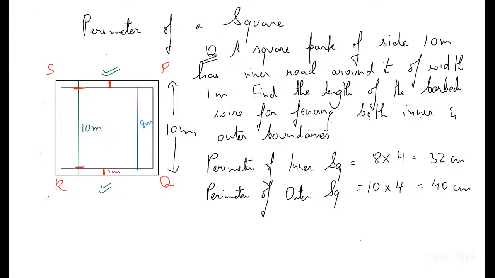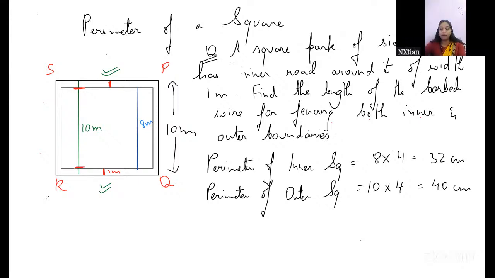So total length of the wire needed. Now in this question, this thing is also tricky. They haven't directly asked you for the perimeter. They asked you to give the length of the barbed wire.